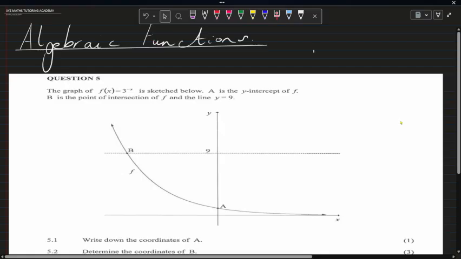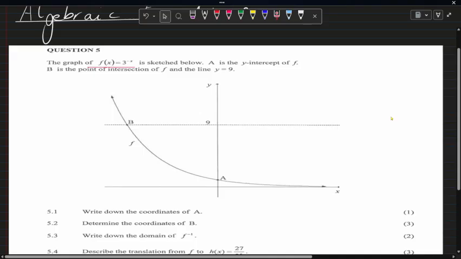Particular question we are given. They're saying that the graph of f of x is 3 to the power of negative x. Okay, so this is the graph. This graph is sketched below. And then they say that A is the y-intercept of f, the f graph.